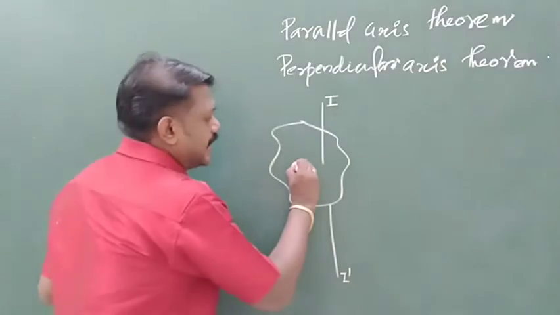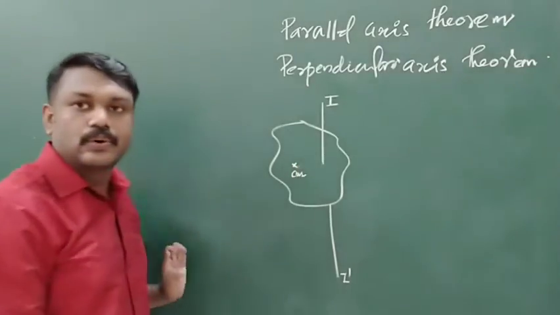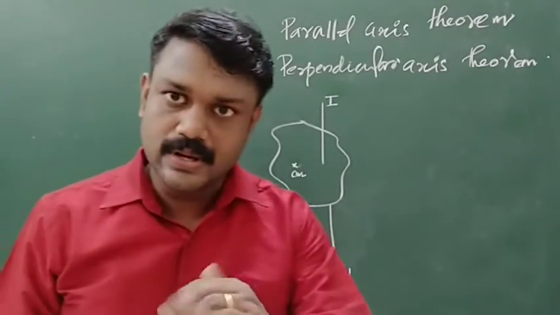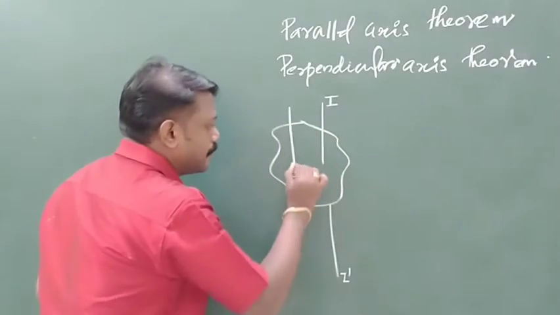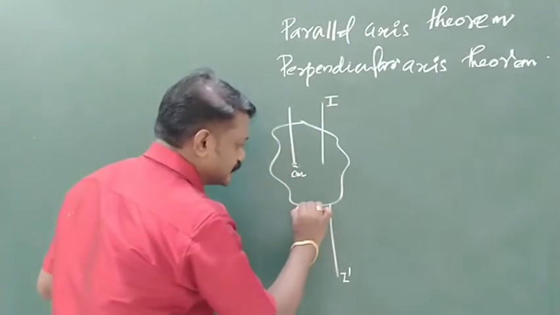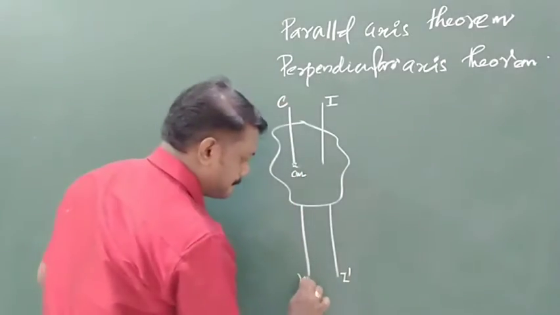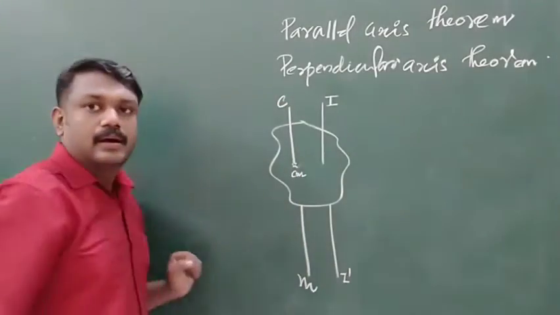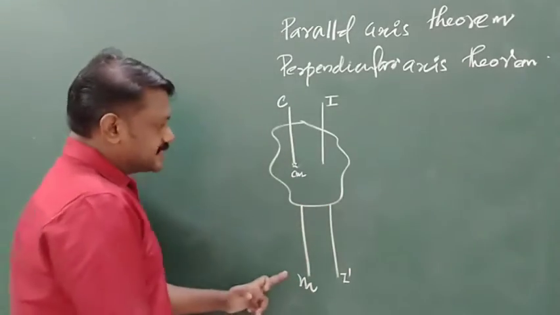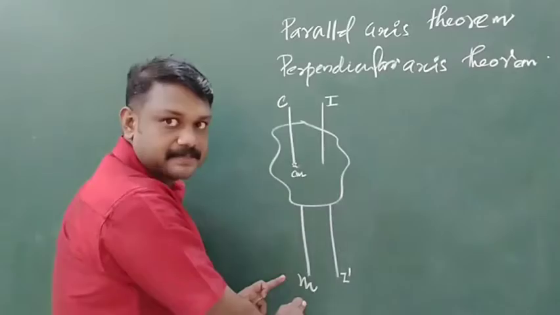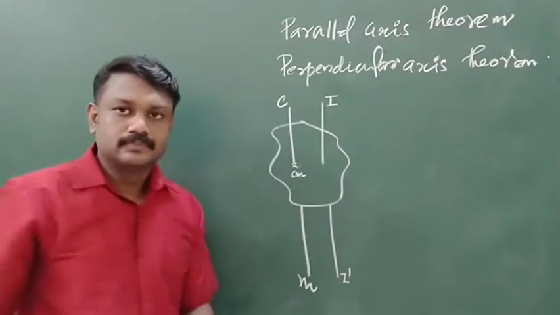Now, it has its own center of mass. That rigid body has its own center of mass. You are having another axis passing through this center of mass. This is CM. Okay, CM is the axis passing through the center of mass. It can rotate about the axis passing through the center of mass also.